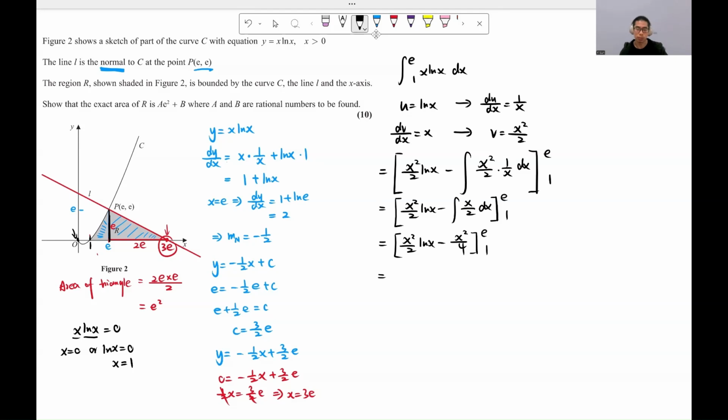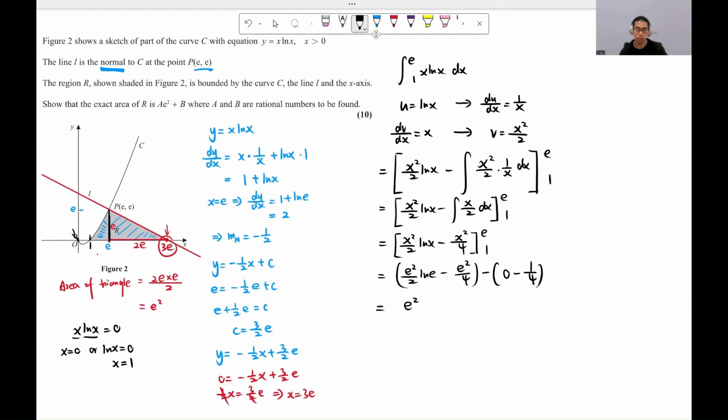Now if we substitute in, that'll be e squared over 2 ln e minus e squared over 4. And then minus, if we substitute in 1, ln 1 is equal to 0, and anything times 0 is 0. So just put 0 for the first one, and then minus x squared over 4, where 1 squared is 1, so that'll be 1/4. Simplify that.